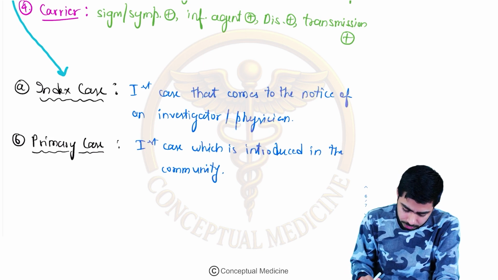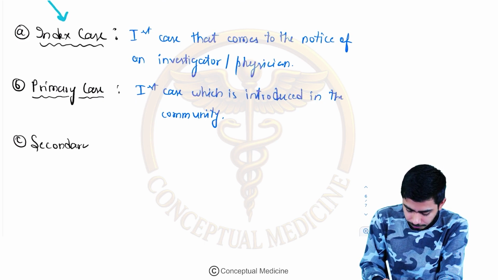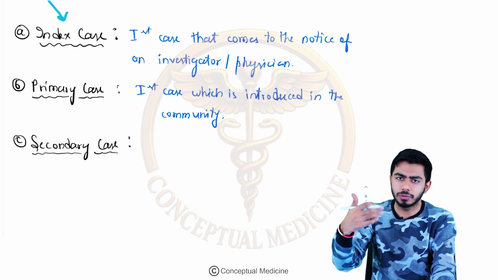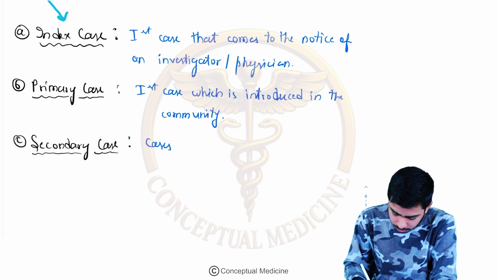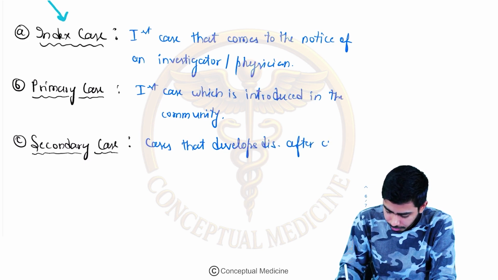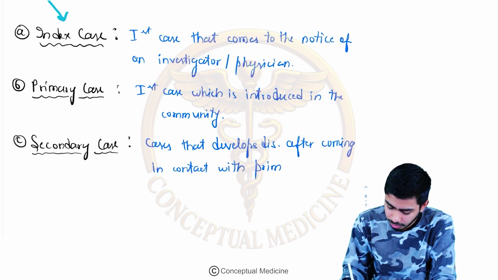Fine. What is secondary case? Secondary case is the disease which occurs from the primary case. So the case is one that develops disease after coming in contact with the primary case. The basic idea is that you should understand what I am talking about.